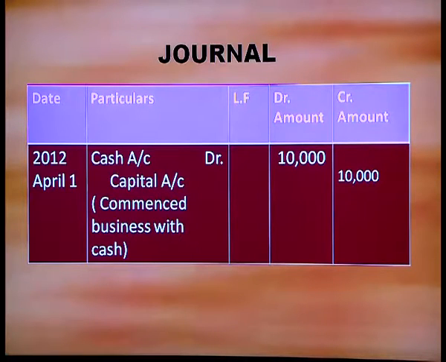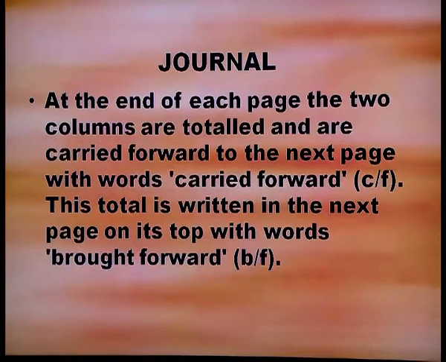Now let us study how we can process this. At the end of each page, the two columns are totaled. That is, the debit amount column and credit amount column are totaled and carried forward to the next page. And we will write in this page carried forward, that is C/F. This total is written in the next page, on the top of the next page. There we will write another word known as brought forward. We will write in short form B/F, brought forward.